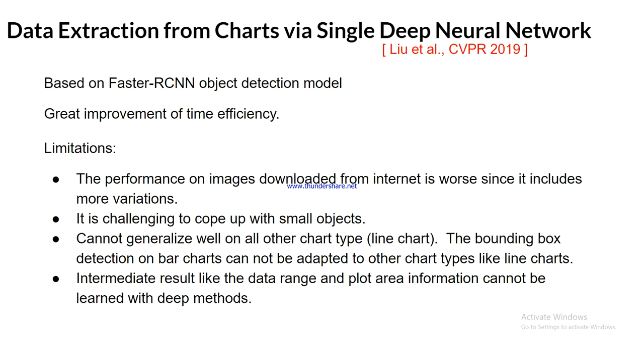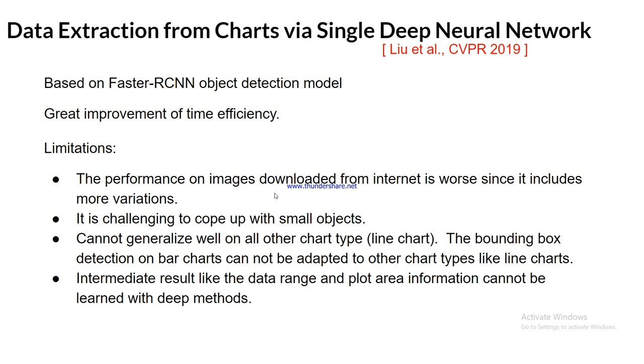Also, this data extraction from chart images with a single deep neural network only works for bar charts and pie charts. It cannot generalize to all types of charts, such as line charts, because the bounding box detection used on bar charts cannot be adapted to other chart types like line charts. Also, some intermediate results like the data range and plot area information cannot be learned with this deep method.